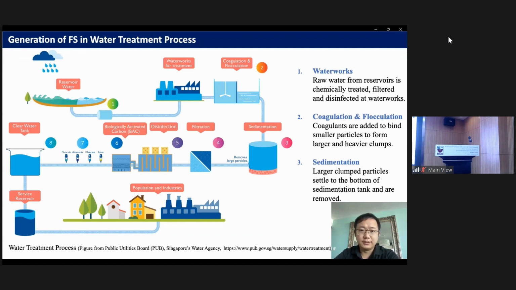Then, coagulants are added to bind smaller particles to form larger and heavier clumps. The third step is called sedimentation. Large clumped particles settle to the bottom of the sedimentation tank and are removed. The removed particles are filtered or pressed into cakes, so we call it freshwater sludge, FS.